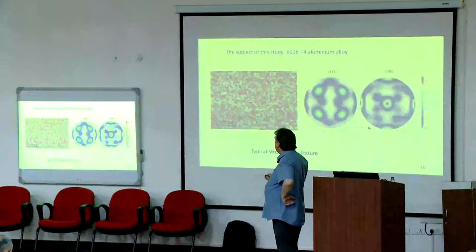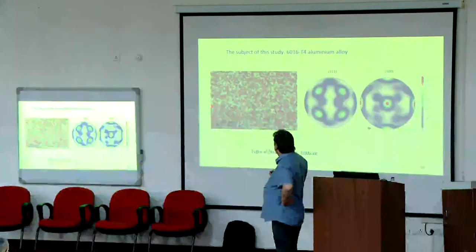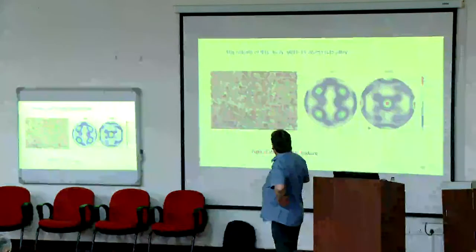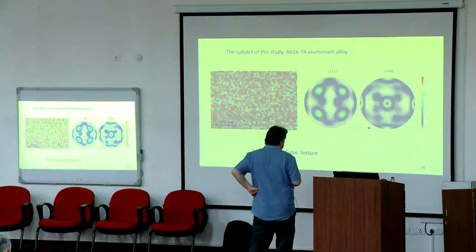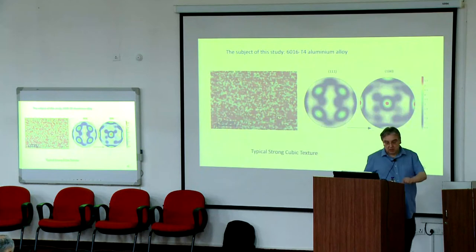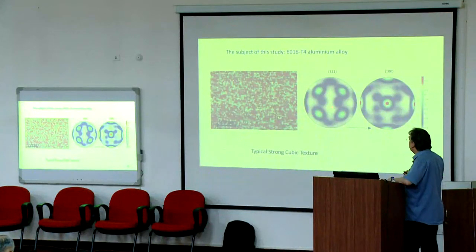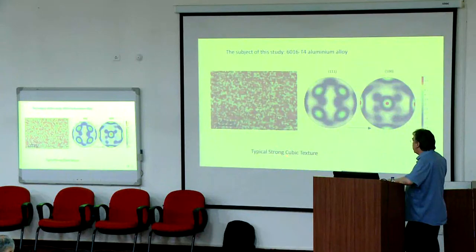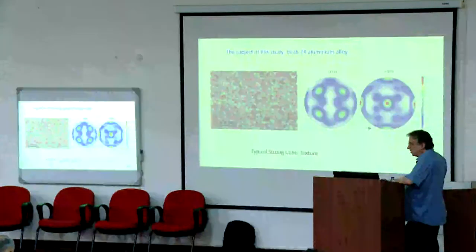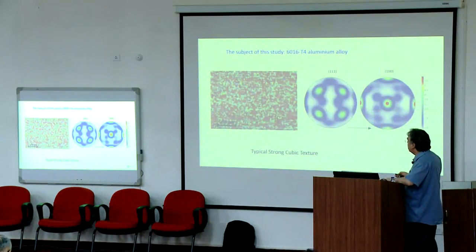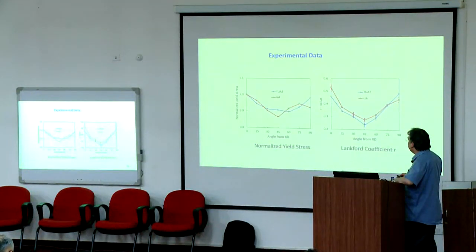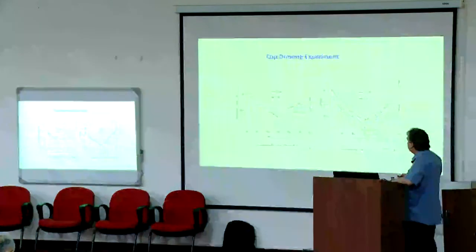So an experimental test was done, and this was the initial microstructure. This was for a 6016 aluminium alloy in T4 natural aged condition, and this has a very typical strong cube texture. Actually, I think it should be red, but it is discolored a little bit. Red is typical for cube texture orientations.